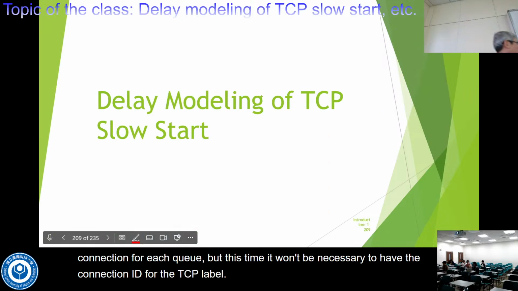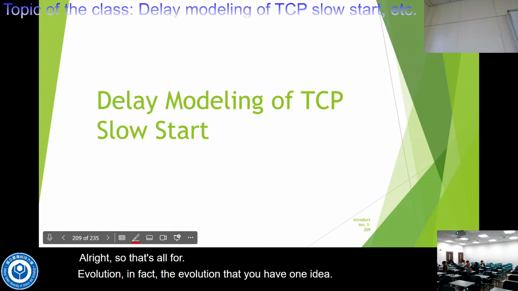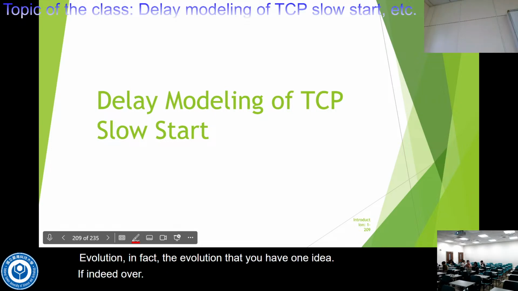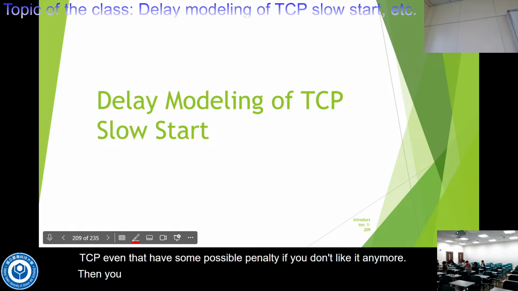Alright, so that's all for the evolution. In fact, the evolution has one idea. Indeed, over the past 40 years, TCP has had some possible benefits. If you don't like it anymore, then you can do it for yourself.